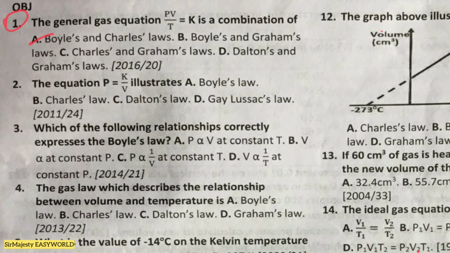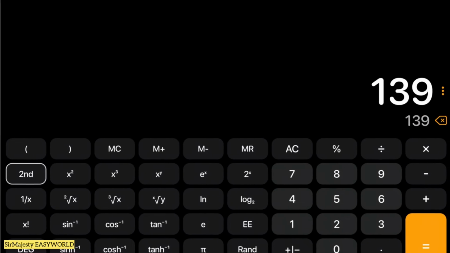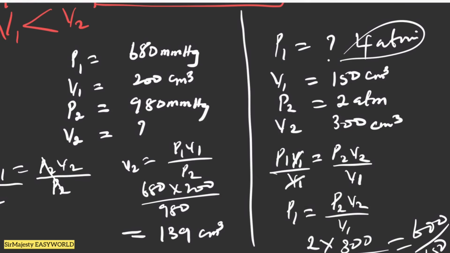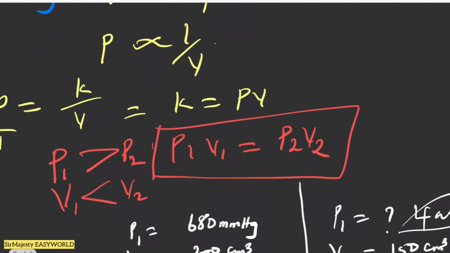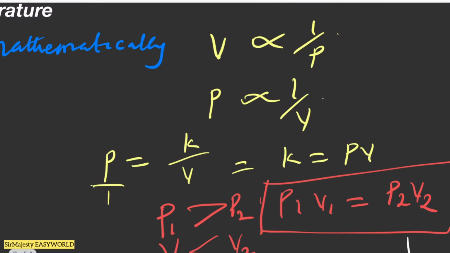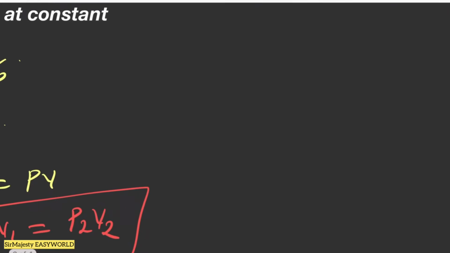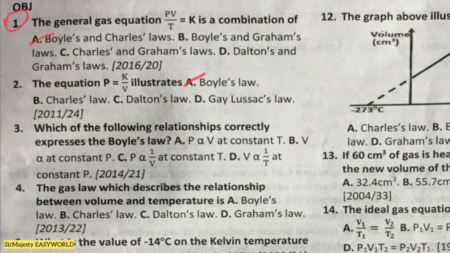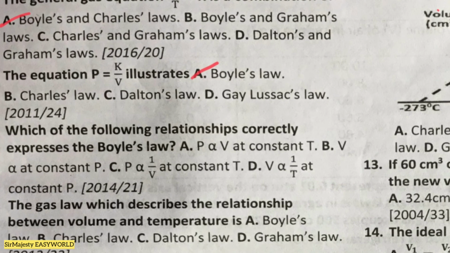Then question number 2 says the equation P equal to K over V illustrates Boyle's law. Remember exactly what we did before coming here. You see in the workings, if you come here, we had such a thing that K is equal to PV, such that P is equal to K over V, which is exactly what we saw there in the question. So P equal to K over V represents Boyle's law.